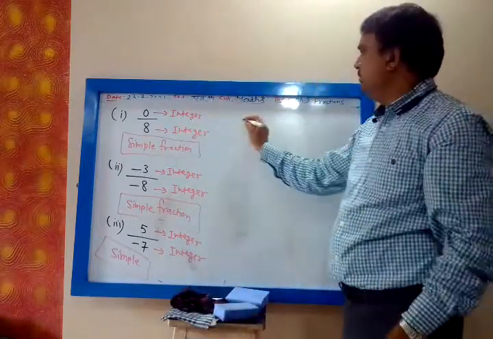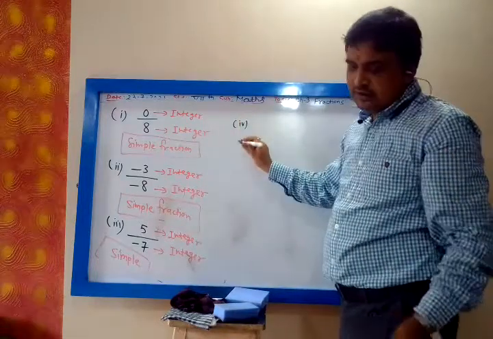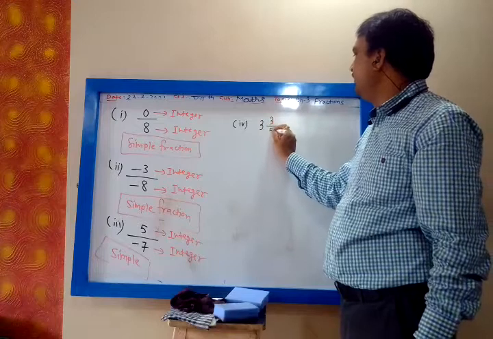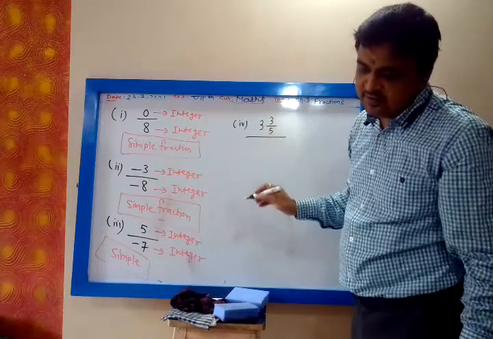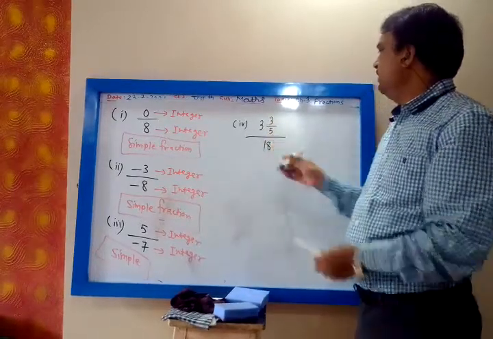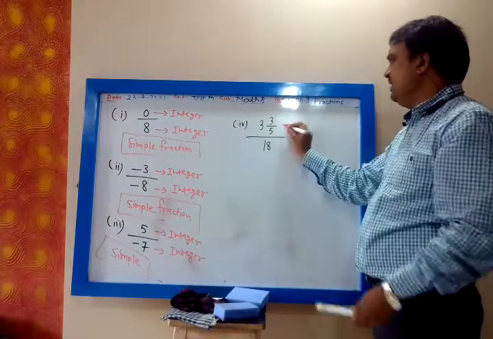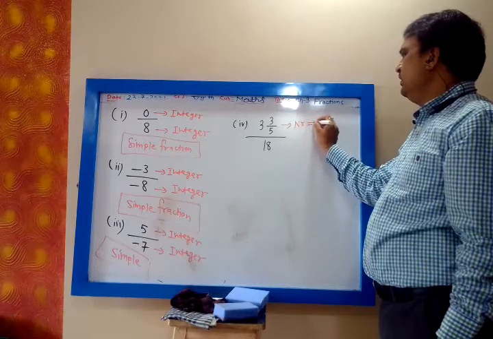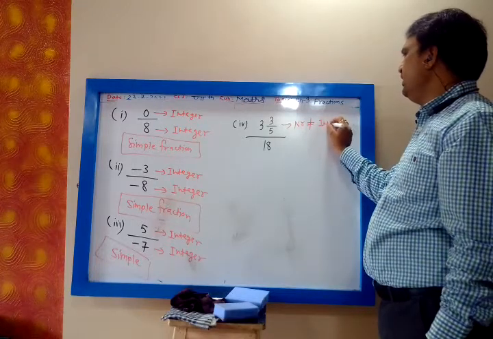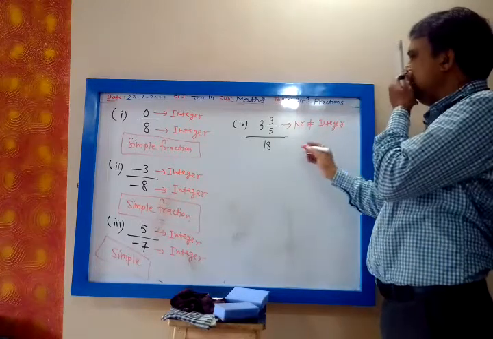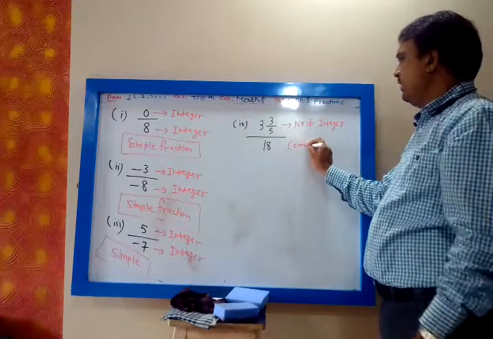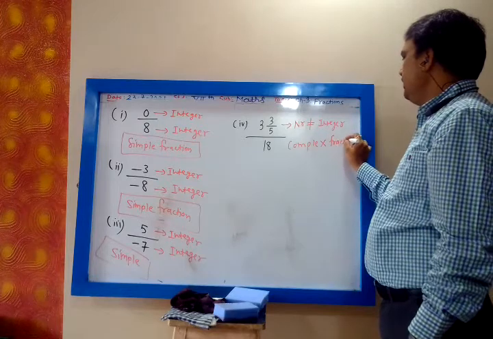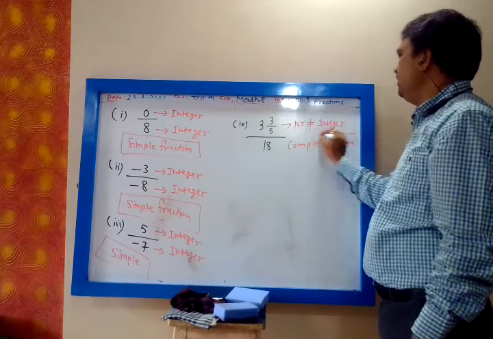Yes, no problem. Fourth, it is 3 and 3 by 5. Numerator is 3 and 3 by 5, and denominator is 18. Tell me, whether this numerator is an integer. Numerator is not an integer, no. So it is a complex fraction, because the numerator is a mixed fraction, it is not an integer.